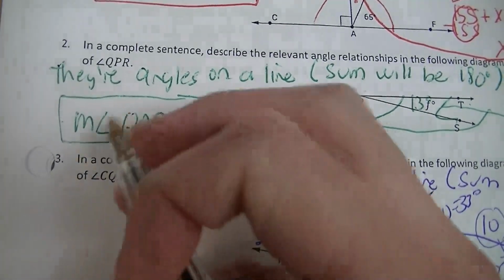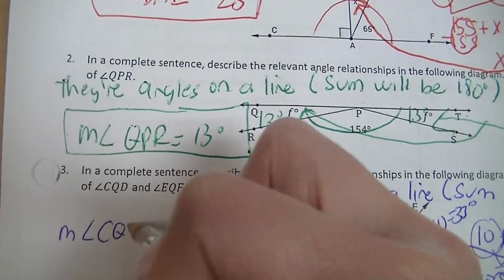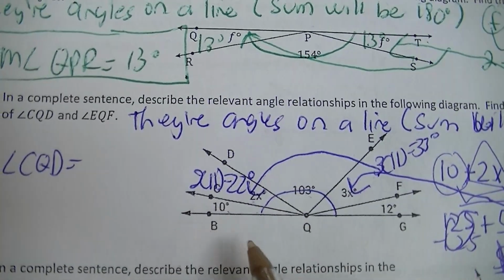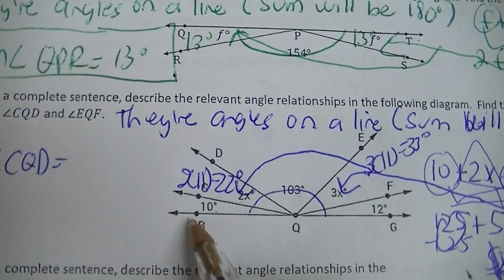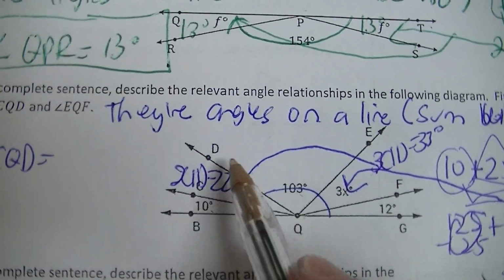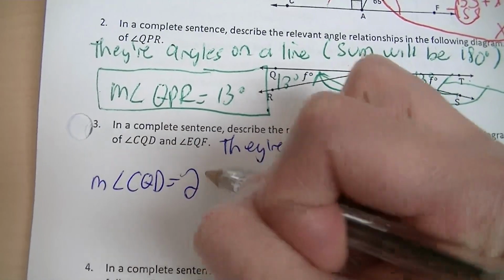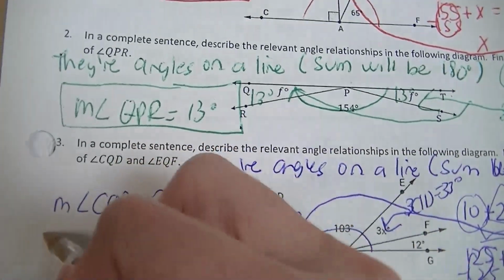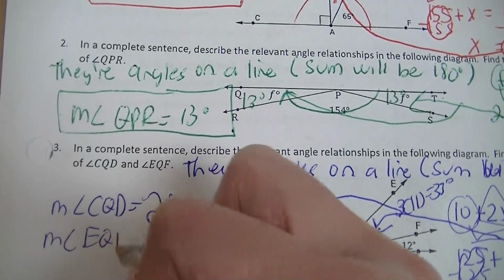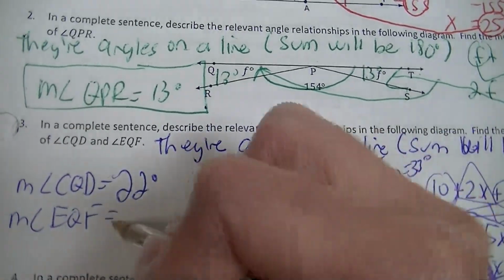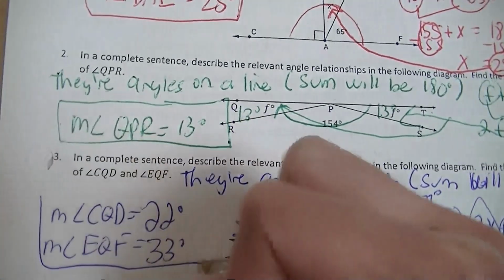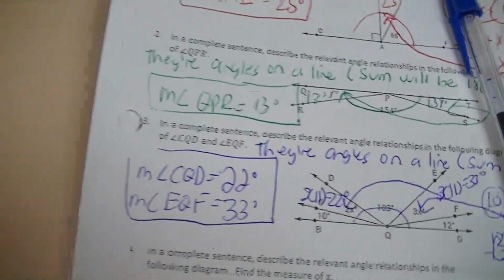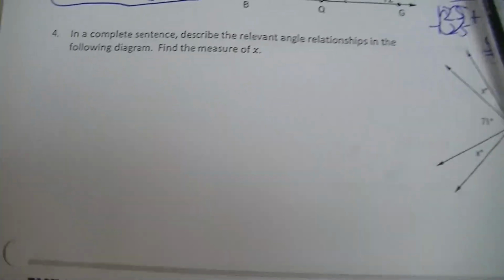A measurement of angle CQD equals, find it, where's C? CQD, 22 degrees. Okay. The measurement of angle EQF is 33 degrees. Okay, and then circle. Okay. All right. Go ahead and take a look at the next problem.